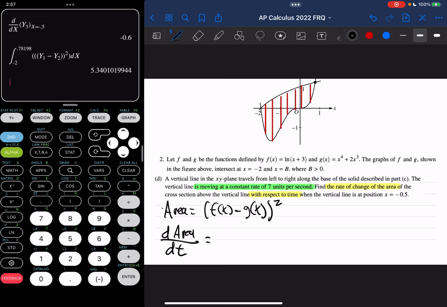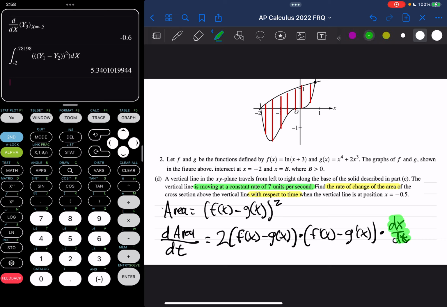But for right now, this is chain rule. The outside function is squared, so we have 2 quantity f of x minus g of x times the derivative of the inside, f prime of x minus g prime of x. And then we multiply by the derivative of the inside of that. Well, what's inside of that? x. Why do we need that? Because it's changing with respect to time. So we have dx dt here. So that's where this shows up.